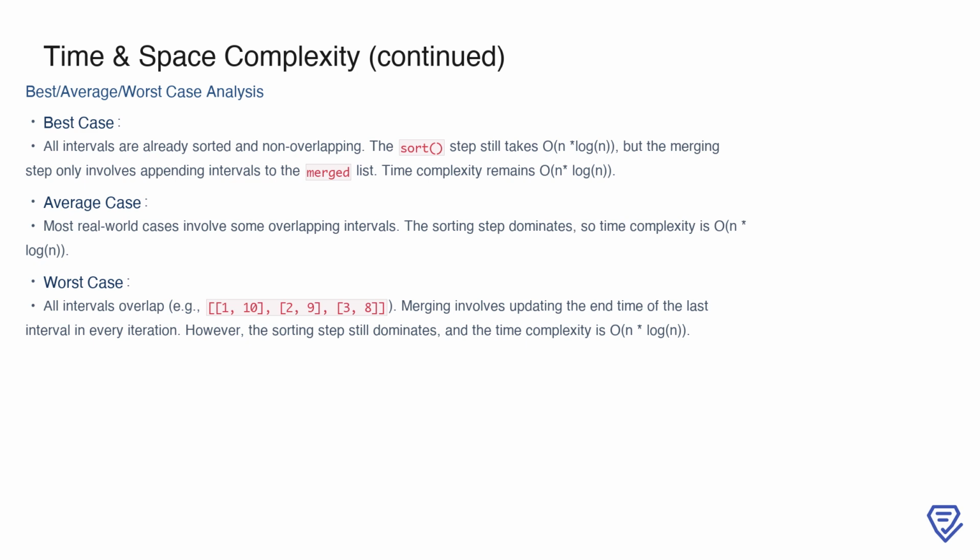In the average case, which reflects most real-world scenarios, some intervals will overlap, and the algorithm will need to merge them. However, the sorting step still dominates, so the time complexity is still O(n log n). In the worst case, all intervals overlap completely, such as an input like [1, 10], [2, 9], [3, 8]. Here, the merging process involves updating the end time of the last interval during each iteration. Even so, the sorting step remains the dominant factor, and the overall time complexity is O(n log n).